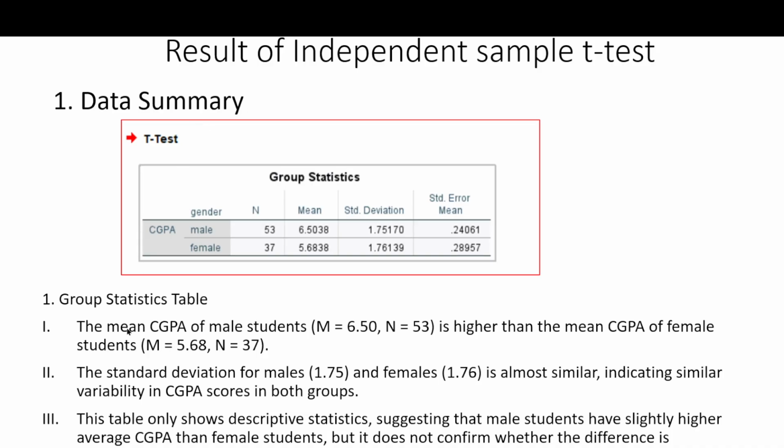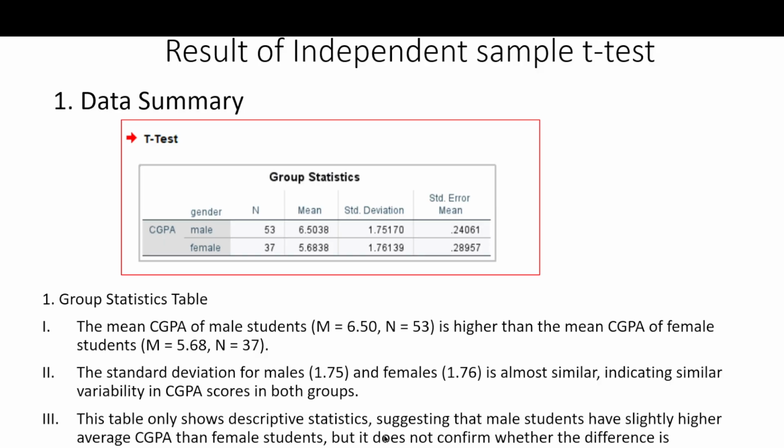This table indicates the mean CGPA of male students, 6.50 with N equal to 53, is higher than the mean CGPA of female students, which is 5.68, with 37 female students. The standard deviation for males, 1.75, and females, 1.76, is almost similar, indicating similar variability in CGPA scores in both groups. This table only shows descriptive statistics, suggesting that male students have a slightly higher average CGPA than female students, but it does not confirm whether the difference is statistically significant.